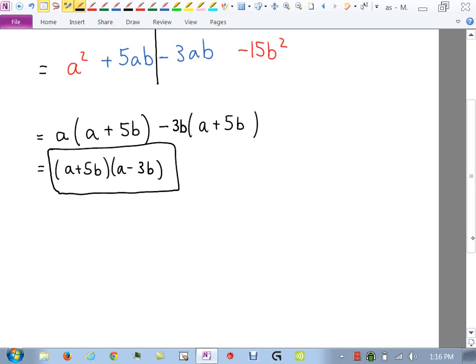All right, I'd like to go and show you the last type problem out of this section, and then we're going to start the next section. What if you've got something like this? y squared times 2x plus 1 minus 2x plus 1.